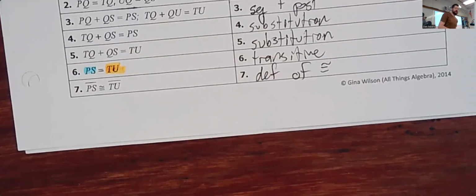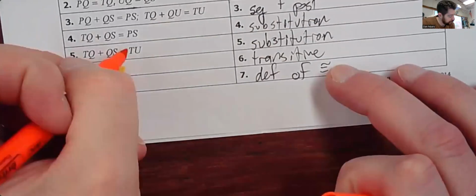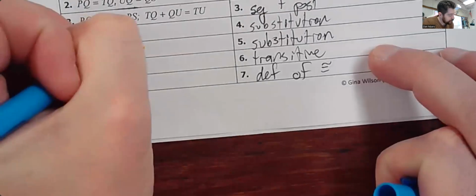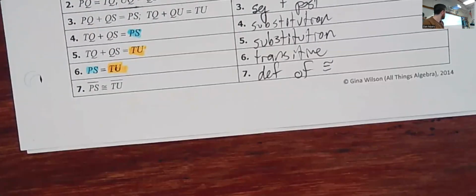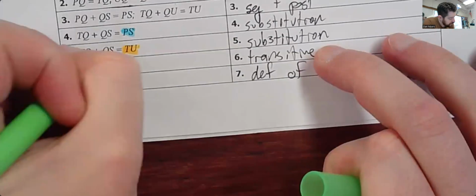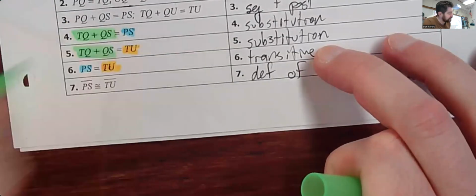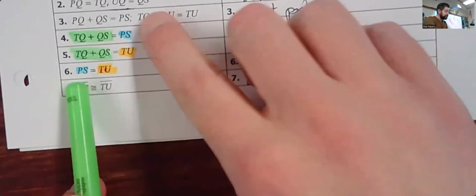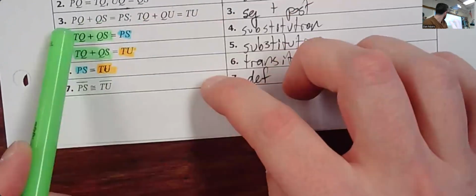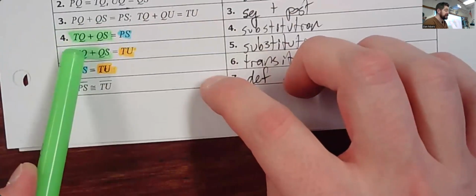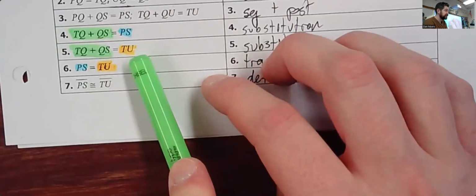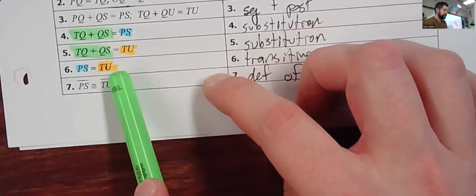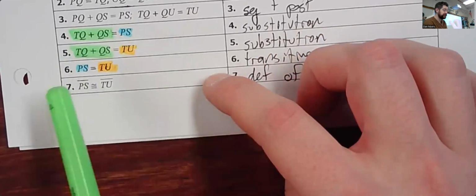So for example, the way the transitive property is going to work here, we've got TU, we've got PS. Both of those things are equal to the same thing. They're both equal to TQ plus QS. So if you have the first thing in blue equal to the second thing in green, and that second thing in green is equal to the third thing in orange, then the first thing blue is equal to the third thing orange. First equal to second, second equal to third, first equal to third.